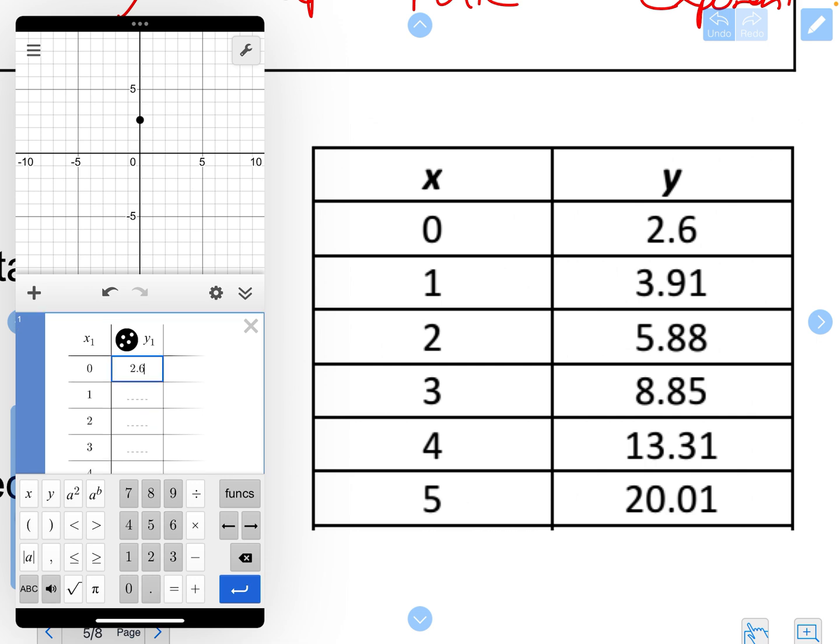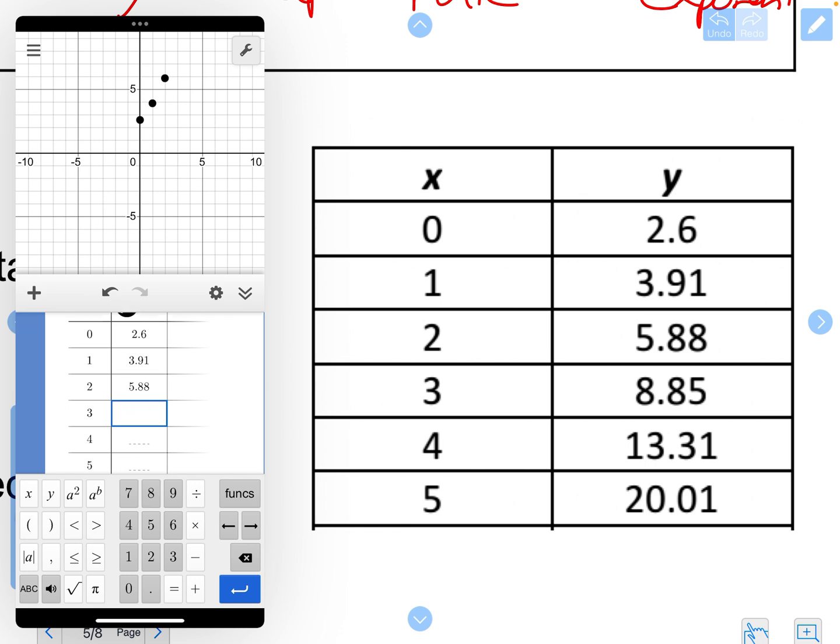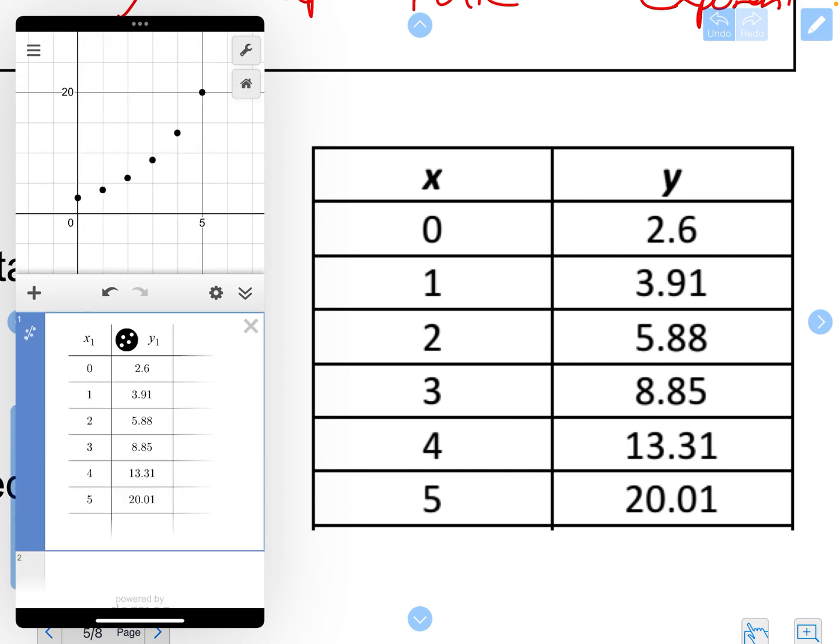Make sure you type them in exactly. Double check just to make sure. So I'm always going to hit the plus sign in that little blue bar next to my table. It's just going to make my graph zoom into the data that I have.